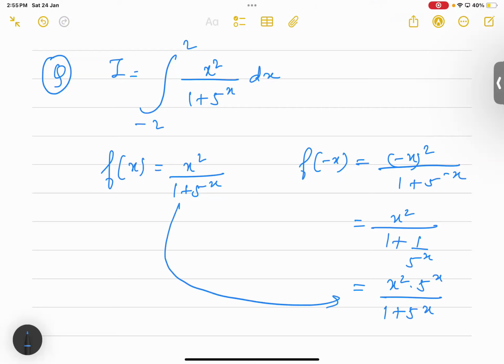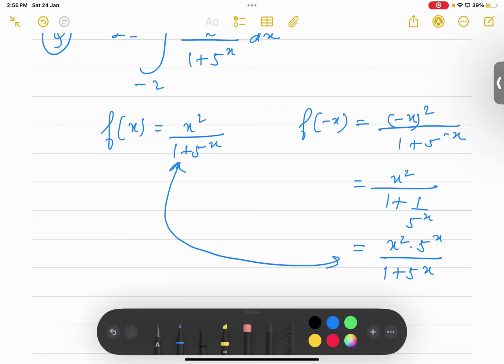Now compare these two values. Is it even or is it odd, or is it nothing? It is nothing, because we cannot say f of x equals f of minus x, or f of minus x equals minus f of x. Nothing we are getting over here. So even-odd is useless here. Okay, now what? We have to solve this, no?